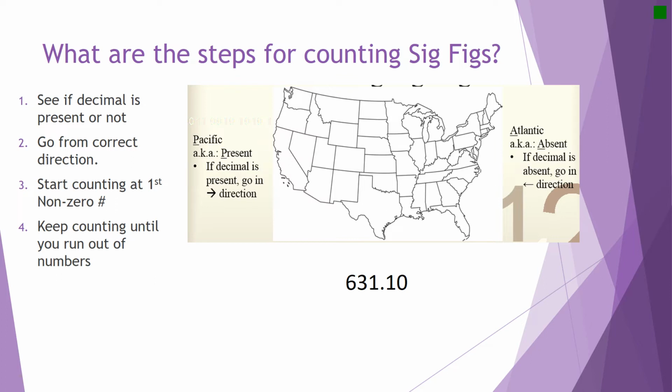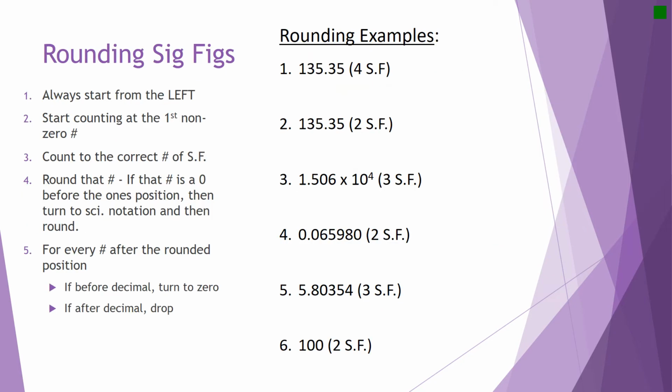This one is present, so we're going to start from the left side. Start counting at the first non-zero, which is 6. Keep counting till you run out of numbers. So 1, 2, 3, 4, 5. So this would have 5 sig figs. Remember, once you start counting, you keep counting till you run out of numbers. That's the key for all of these.